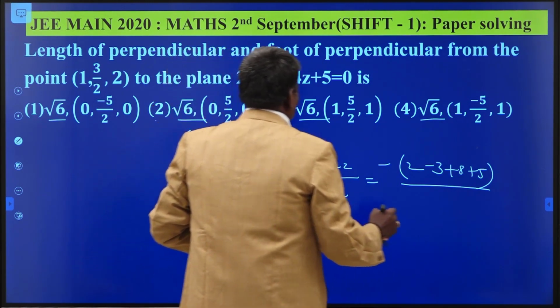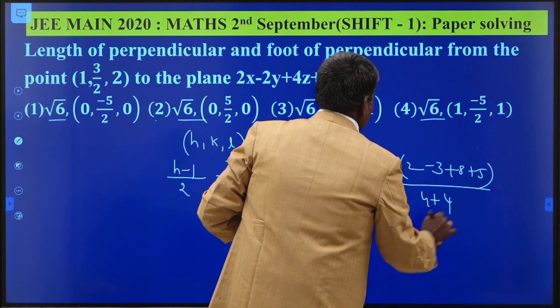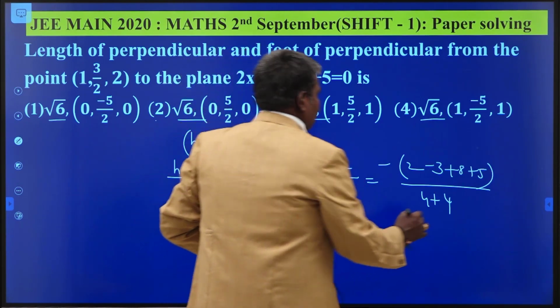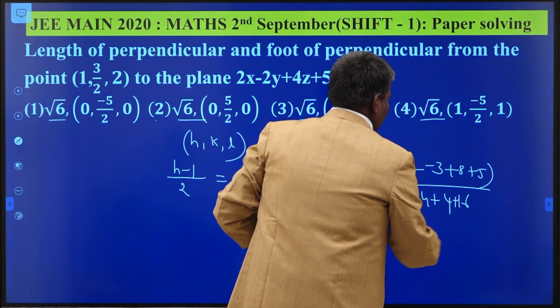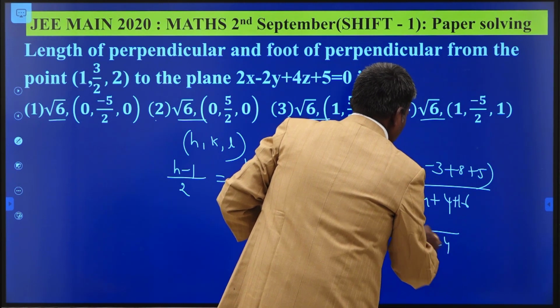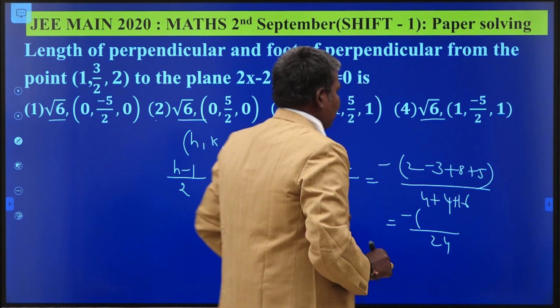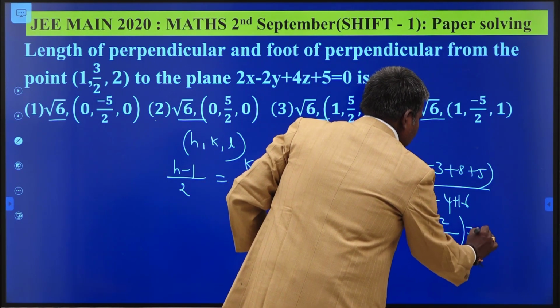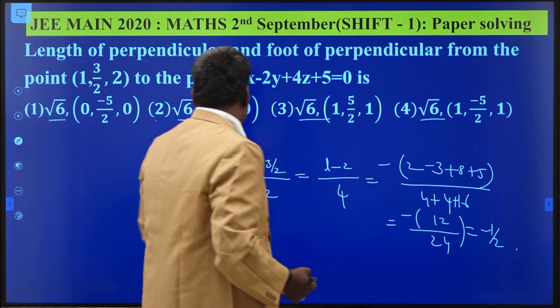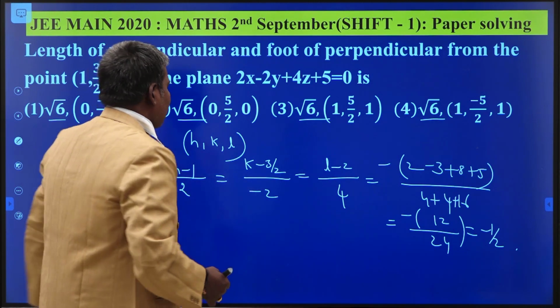That is nothing but 4 plus 16, 24. Minus of, this is what? Minus 1. 7 plus 5, 12. This is nothing but minus 1 by 2. So can you find HKL values or not?